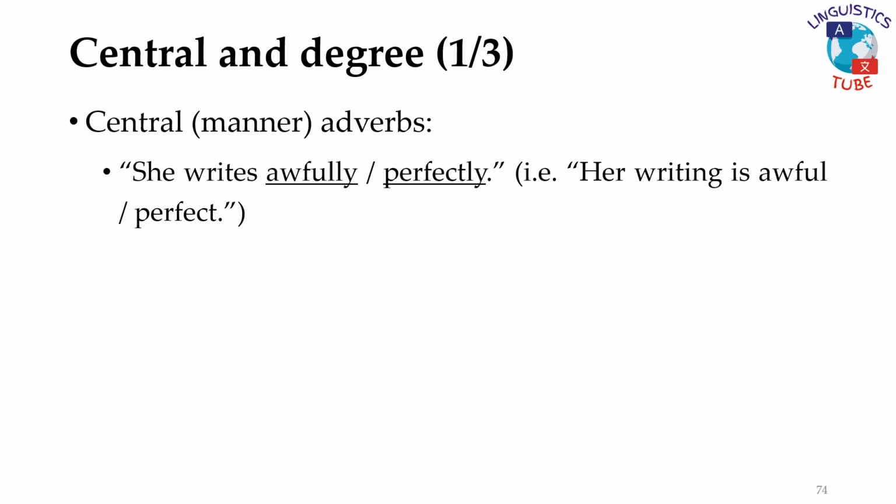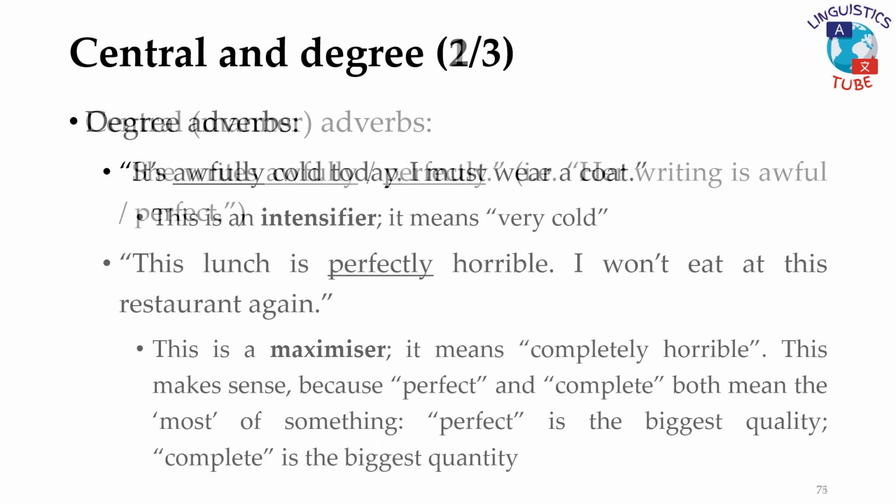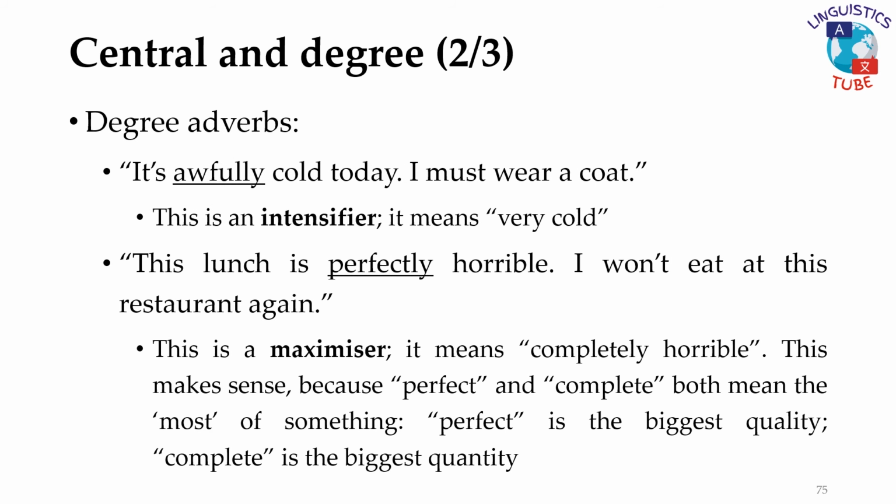Finally, derivational adverbs can also be degree adverbs in addition to central adverbs. For example, "she writes awfully" or "she writes perfectly" are manner adverbs because they mean her writing is awful or her writing is perfect, or the way she writes is awful or the way she writes is perfect. However, these words can also be degree adverbs in sentences like, "It's awfully cold today, I must wear a coat," and "This lunch is perfectly horrible, I won't eat at this restaurant again."